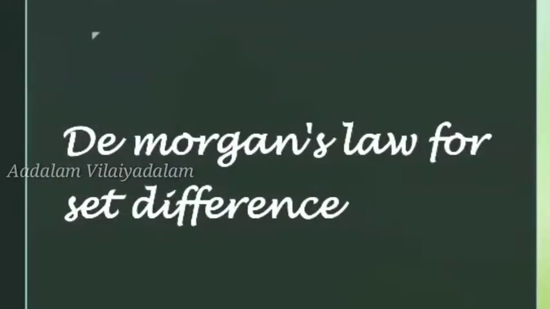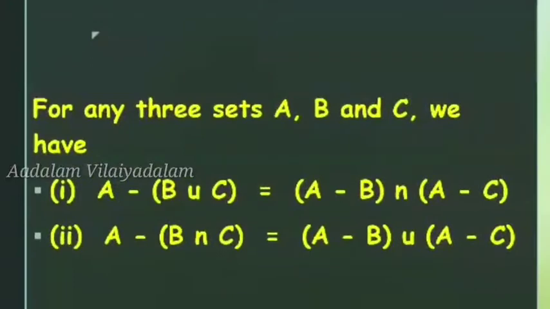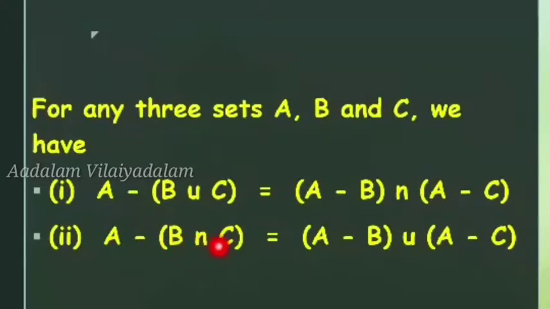Now we shall learn De Morgan's law for set difference, which means De Morgan's law applied for three sets. For any three sets A, B and C, we have that A minus (B union C) equals (A minus B) intersection (A minus C). Or in other words, A difference (B intersection C) equals (A difference B) union (A difference C).